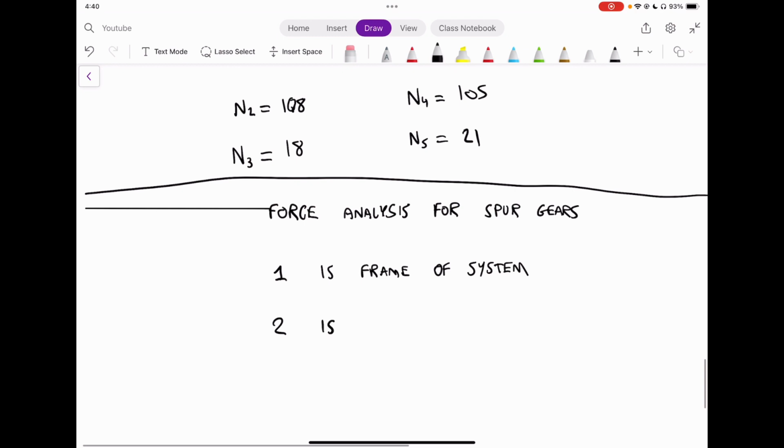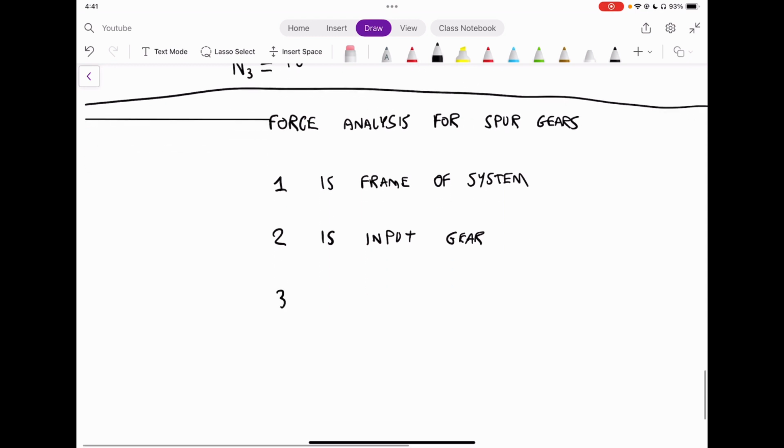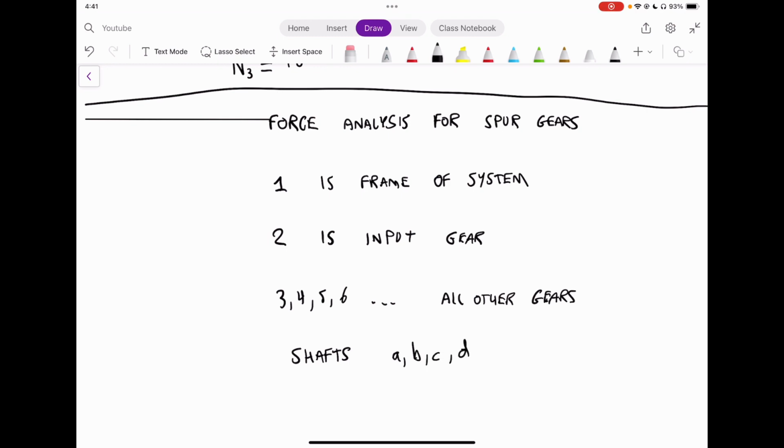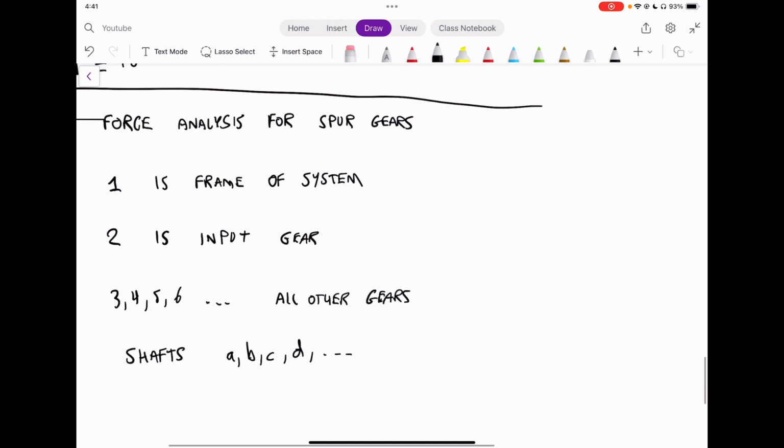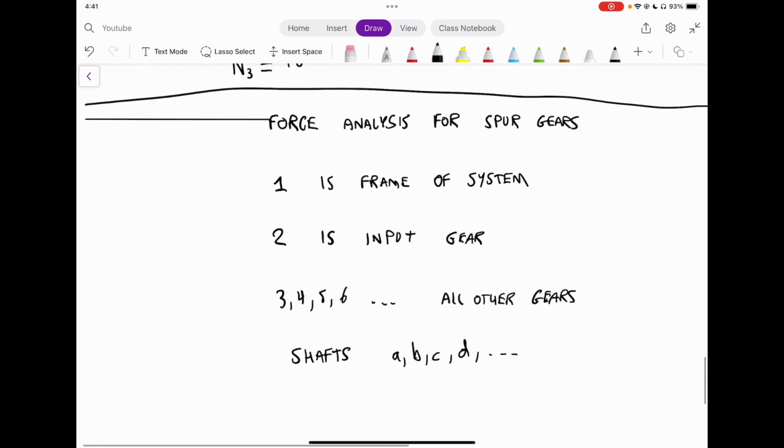2 is usually the input gear. So it's the gear that's usually driven by a motor or by something, and it's the input gear. Then the other numbers, 3, 4, 5, 6, etc., are all the other gears. We just call them all other gears within our system, and they're usually in order. It makes sense to number them in order, just for simplicity. Now, the shafts, as we've already discussed, are A, B, C, D, usually lowercase letters. So we have shafts A, B, C, D, and we go from there for the shafts.